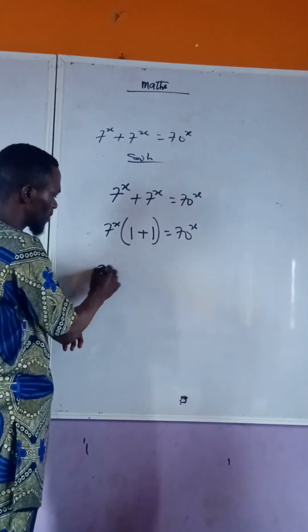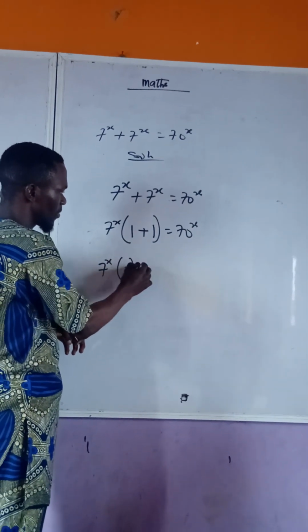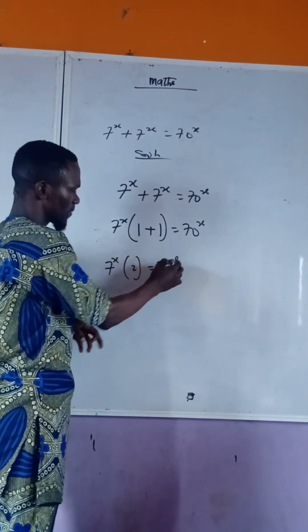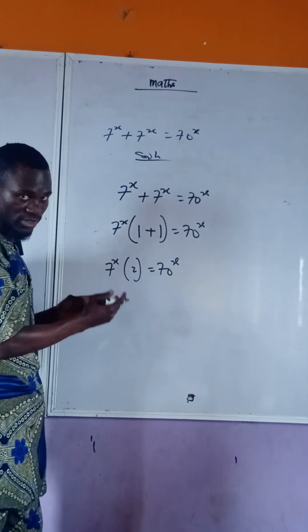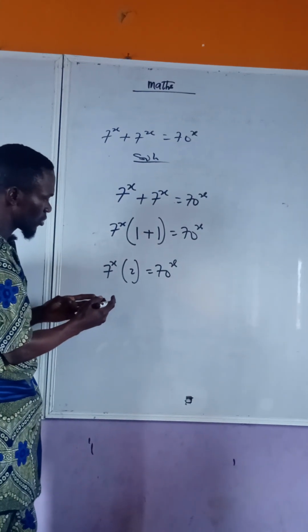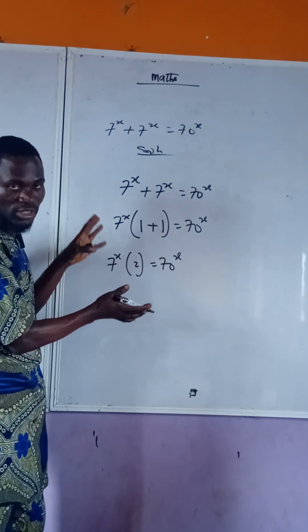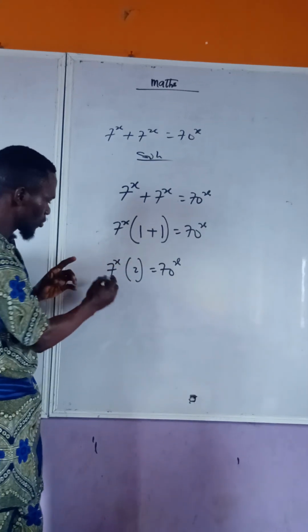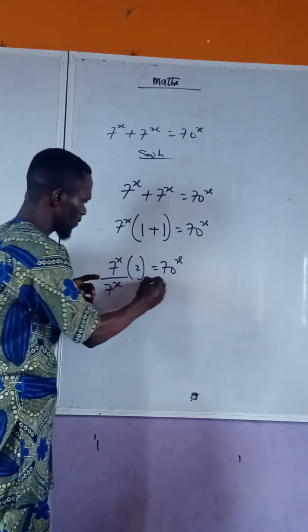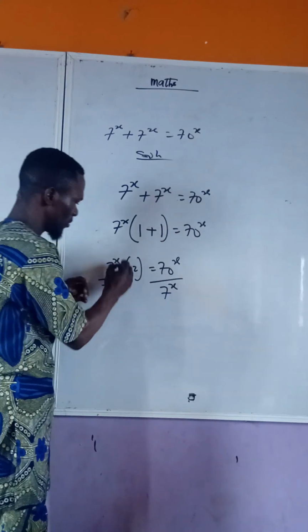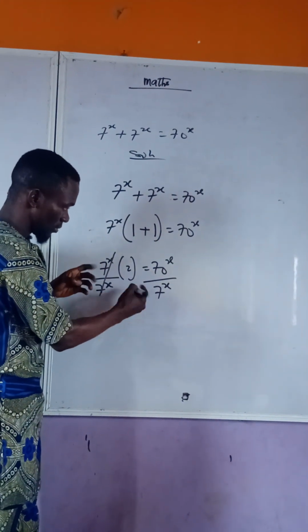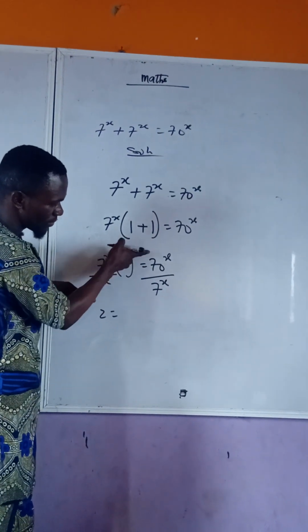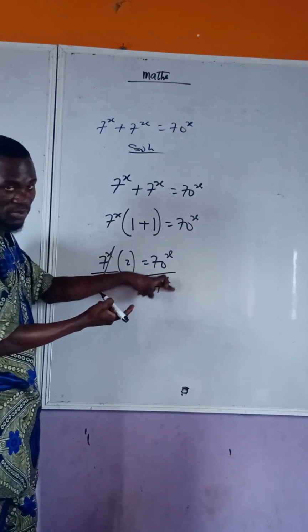That will give us 7 raised to the power of x, bracket 2, equal to 70 raised to the power of x, right? Now, we want to find the value of x, right? So let's try to make all the x in one position, okay? So let's remove the 7 raised to the power of x. This keeps what is here, so we only have 2 equals to what? Now, when you get to this aspect, we actually have the same exponents.